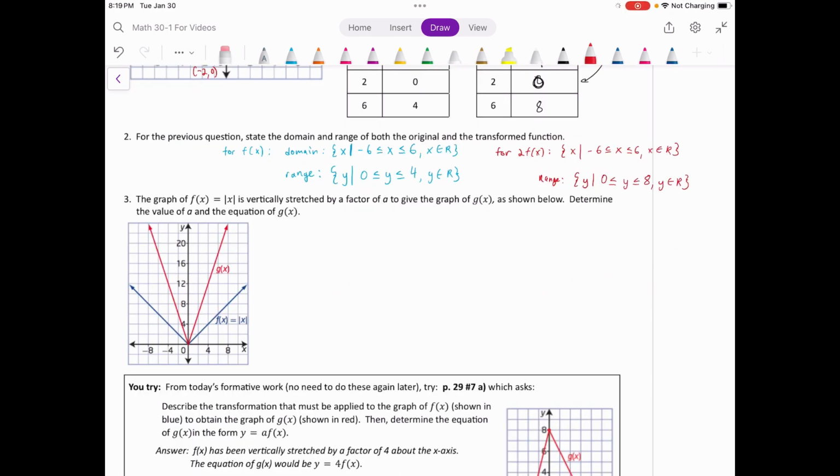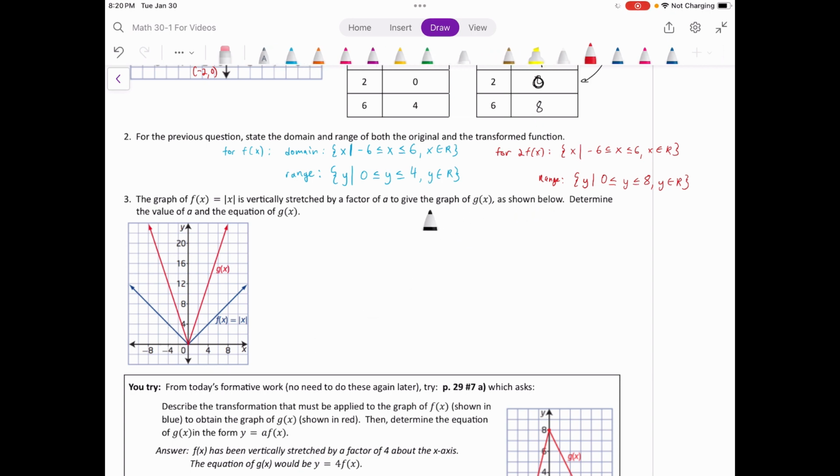All right, one more here and then you should try this out. The graph of f of x equals absolute value of x is vertically stretched by a factor of a to give the graph of g of x, as shown below. So f of x, this is the graph of absolute value of x, right? Looks like the line y equals x, except wherever y would have been negative, it's positive because we're taking the absolute value of x, right? So when x is negative 1, y is positive 1, because the absolute value of negative 1 is 1. When x is negative 4, y is positive 4. Absolute value of negative 4 is positive 4.